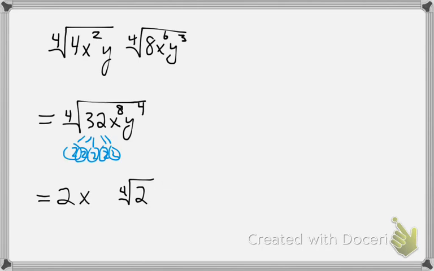We can pull out an x squared. We can pull out a y. Any of those left under? No. I have 2 fourth powers of x. So that's x squared. No remainder. I have 1 fourth power of y. None remaining.